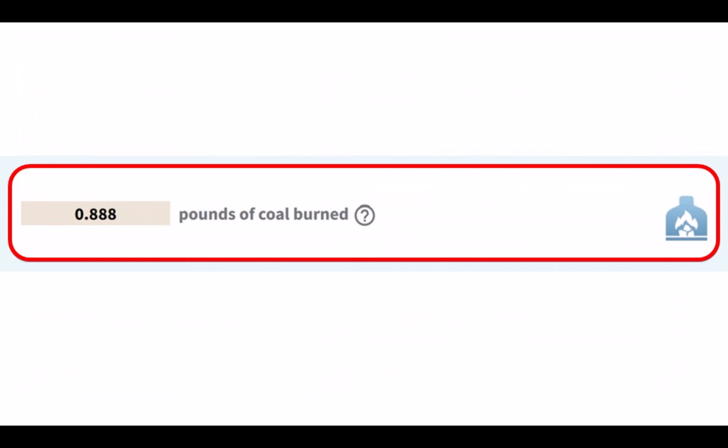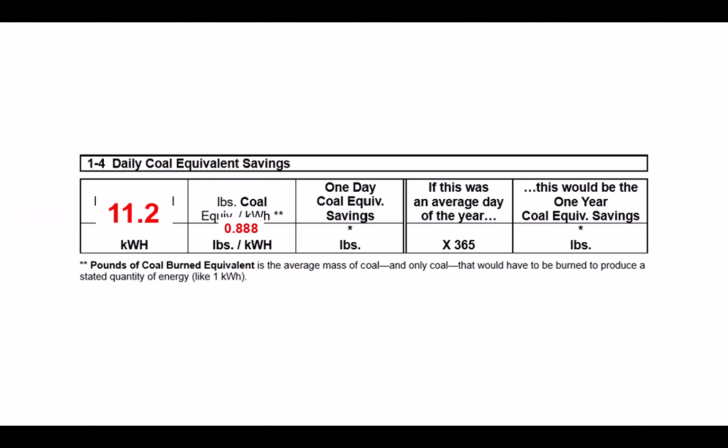We're after this equivalency, though, the pounds of coal that would have to be burned to generate the 1 kilowatt hour of electricity our solar PV system produced instead. Enter that number into your data table as the pounds of coal equivalent per kWh. Do the multiplication to get the one-day coal equivalent savings.